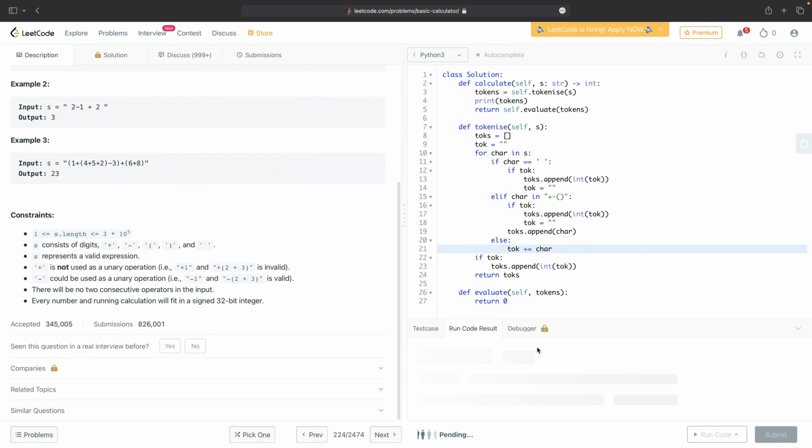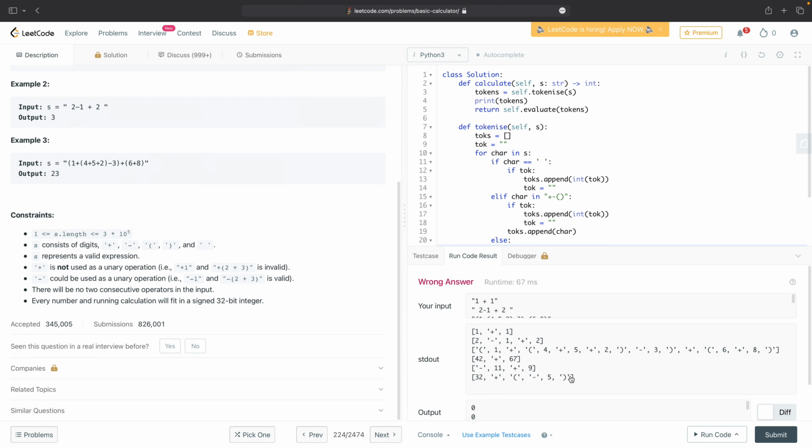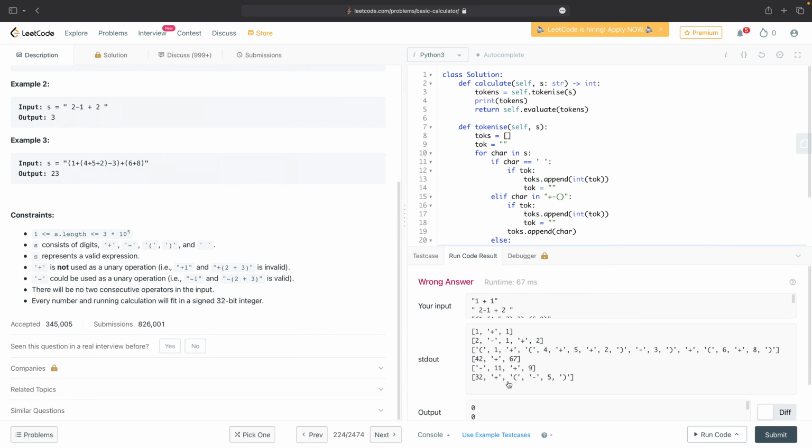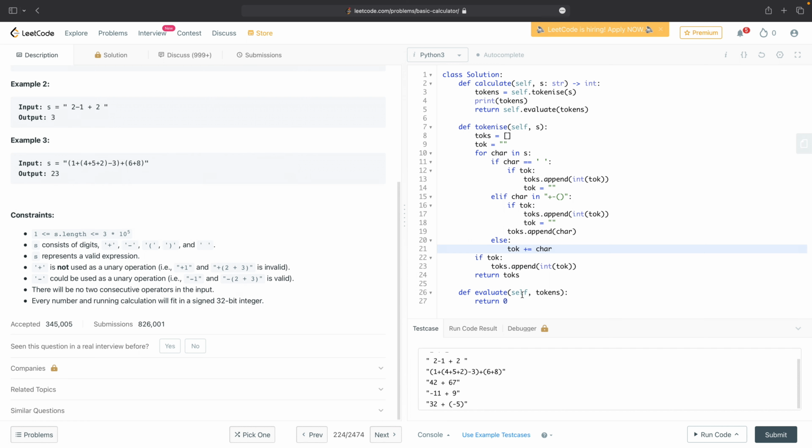Invalid expression. So we can't have something like this. But if I did that, oh no, that's still invalid. But that might be valid. Aha, so that is valid. We can have a 32 plus negative 5 if the negative 5 is in parentheses. Right, so we now have a tokenization running.